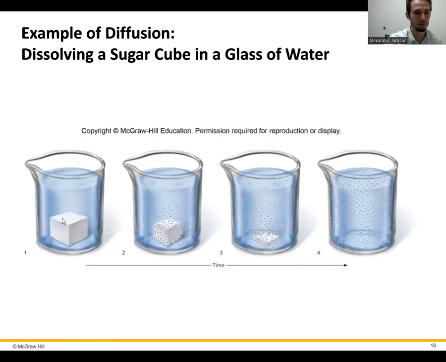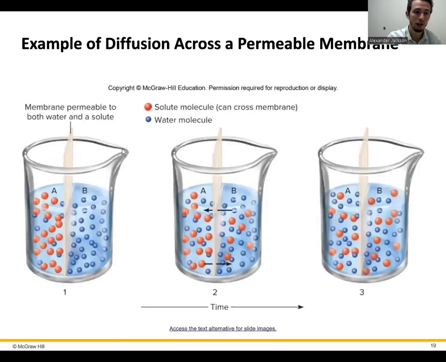So here's another example of sugar dissolving. There's a lot of concentration of sugar here, and it'll all dissolve equally out through the water. That's just simple diffusion, high to low concentration. Here's an example of it going across a membrane. So permeable means permissible. Is it allowing something in or out? In this case, I have a membrane that allows both water and a solute, which is just something dissolved. We'll say it's salt, sodium chloride, or something like that, okay?